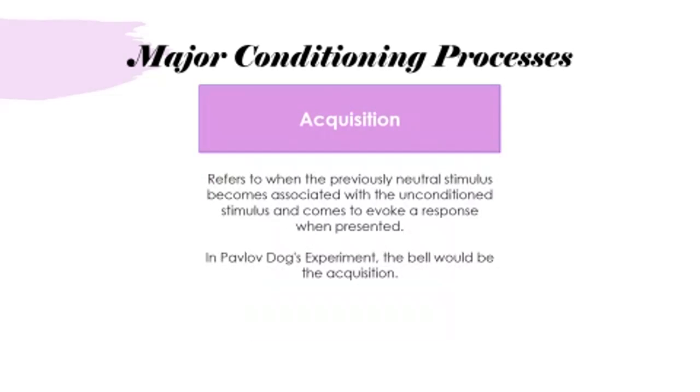Acquisition is when the neutral stimulus is paired with the unconditioned stimulus to become the conditioned stimulus. In our previous Pavlov example, the neutral stimulus, the bell, was paired with the unconditioned stimulus, the food, which together became the conditioned stimulus involving simply just a bell.